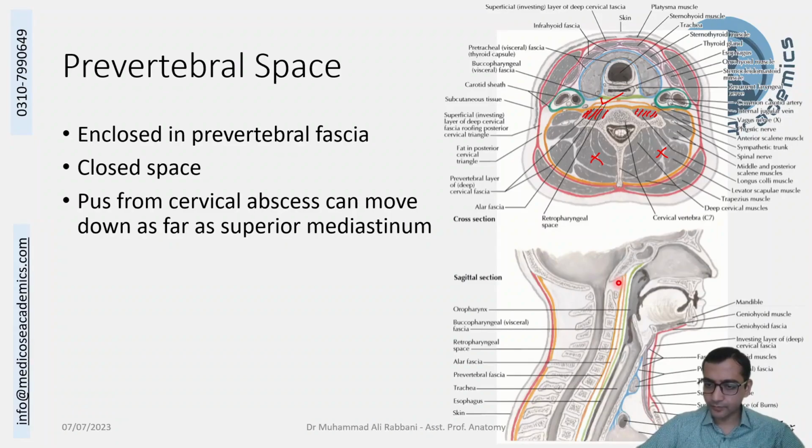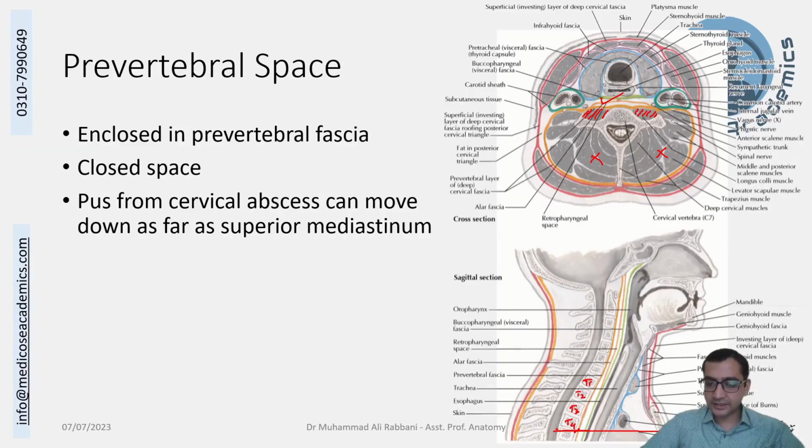But if you follow down, we discussed that the longus colli inserts at the level of T4, so does the prevertebral fascia. So this means there is a lower limit to this space, and that lower limit is T4. Do you remember this line? The line between the... Do you remember the name of this line?